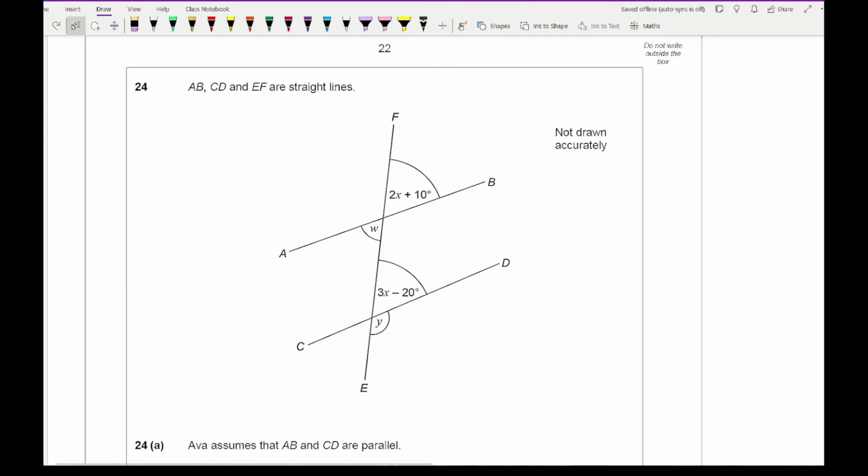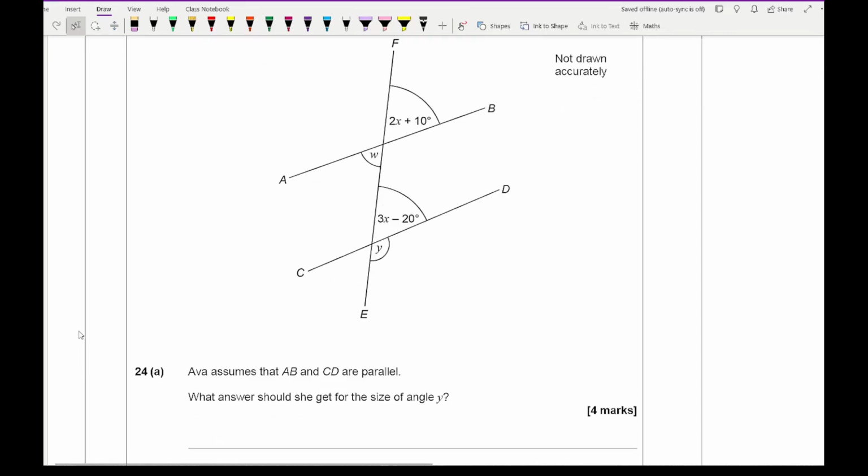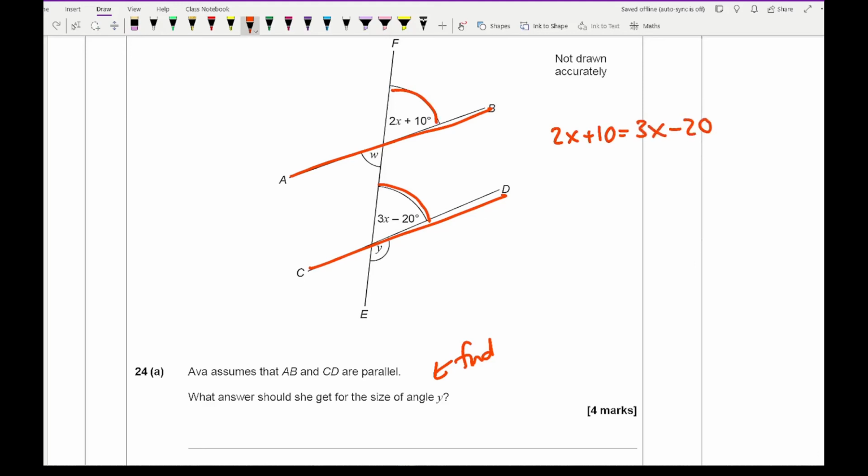So looking at question 24, it says that A, B, C, D and E, F are straight lines, and we've got our diagram here, and it says Ava assumes that A, B and C, D are parallel. What is the answer she should get for angle Y? So for this, what we need to do is we need to first find X. Now if these two lines here are indeed parallel, then these two angles here must be equal. So 2x plus 10 must equal 3x minus 20. Now if we solve this double-sided equation by taking the 2x to the other side, we end up with 10 equals x minus 20, so x equals 30 degrees.